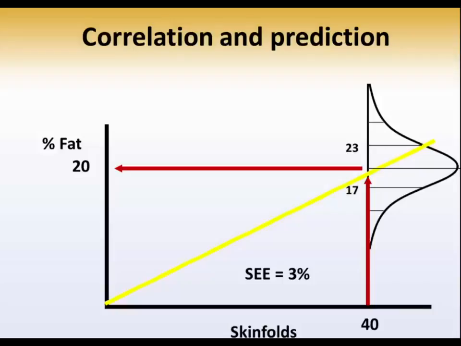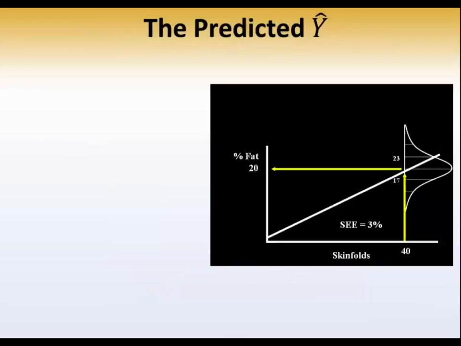Think back to the normal distribution now. This is a normal distribution with a mean of 20 and a standard deviation of 3. So the chances are 68 out of 100 that the person with an x value of 40 will have a y value between 17 and 23. That's no different than what we did in the normal distribution examples. So here we are again. It illustrates the same thing.